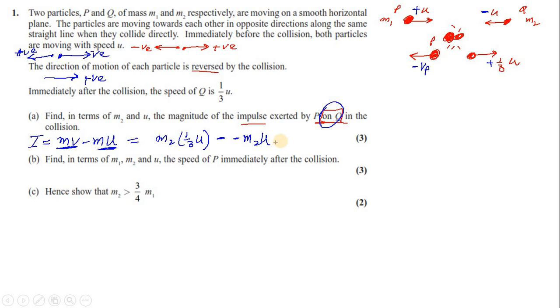So you can say that you have 1/3 of m2u plus m2u. Now you can simplify. You just multiply by 3, so because this is 1/3, this is 3 m2u, 3 m2u plus m2u, so 4 by 3 m2u. This is the impulse on Q. You can write Q here.